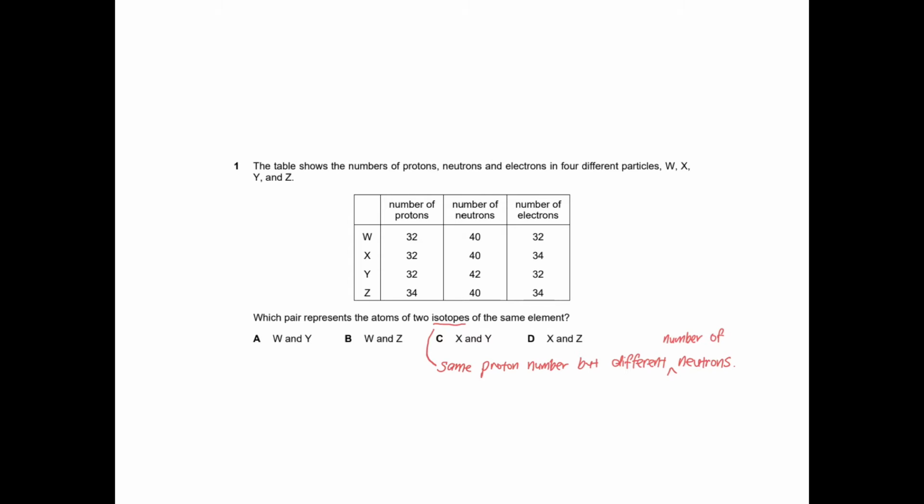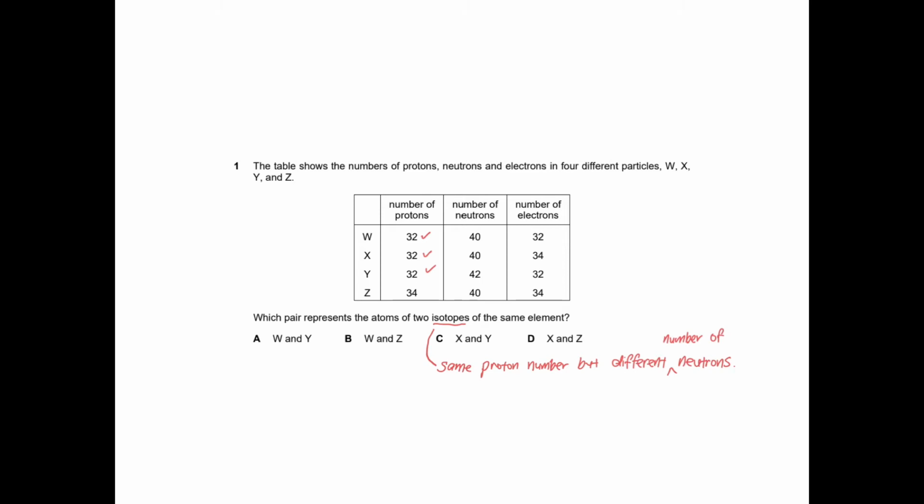So let's look at the table here. In order to get the same proton number, we can easily pick from the table. We have W, X, Y with the same proton number. So these three are possible isotopes. Let's look at the number of neutrons, the second column here. So we have 40, 40, and 42.